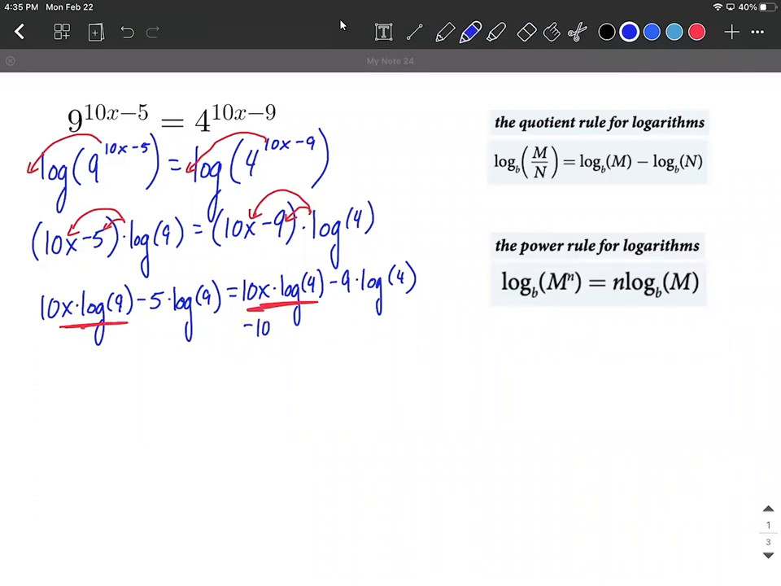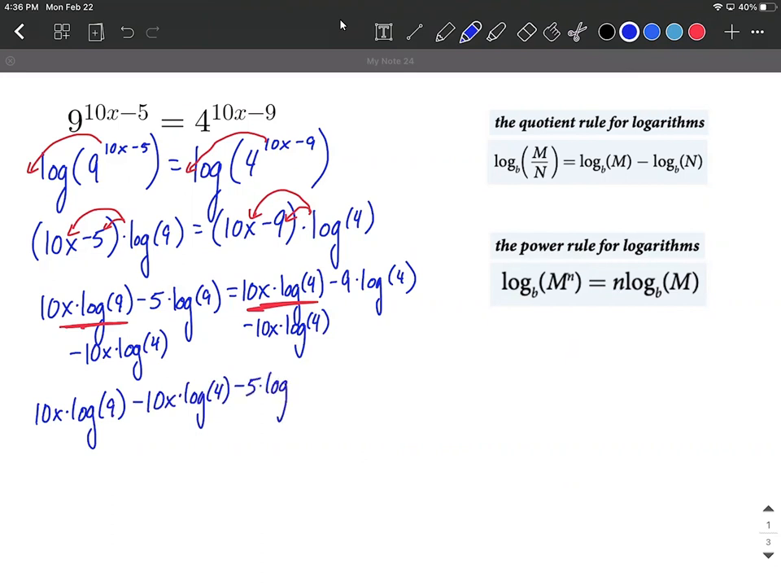So I'm going to subtract 10x times log of 4 to move that over to the left-hand side. All right, so we have 10x times log of 9, bringing that down, minus 10x times log of 4, minus 5 times log of 9, equals, now these got canceled, right? One was positive and we subtracted another one away. That red does not indicate division by any means. And then we'll bring down the minus 9 times log of 4.